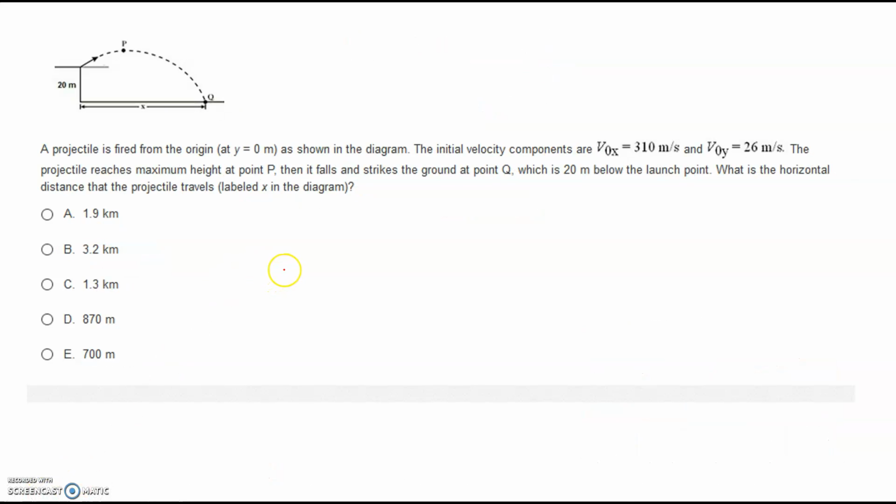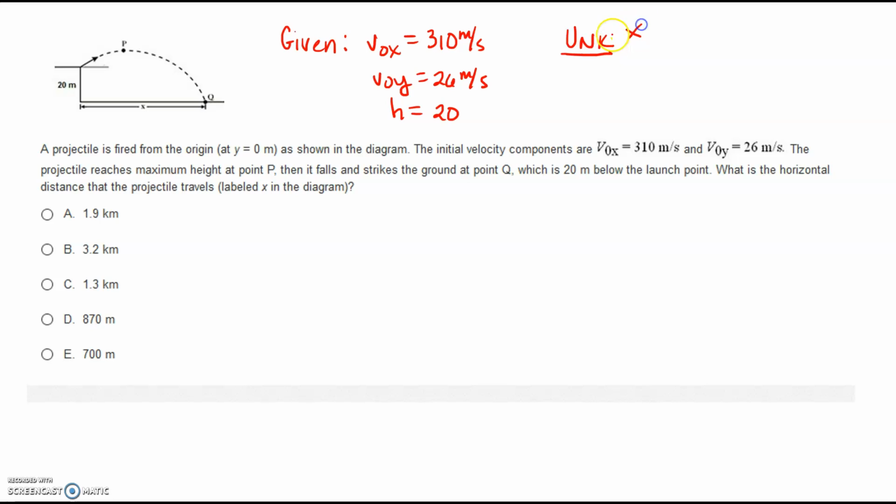Okay, this is the same picture. And this one we're going to be doing some calculations on. So given that VOX is the same as the one we just had, VOY is 26, and H is 20, we are looking for the horizontal distance that the projectile travels. So we are looking for x. Let me change colors. Okay.